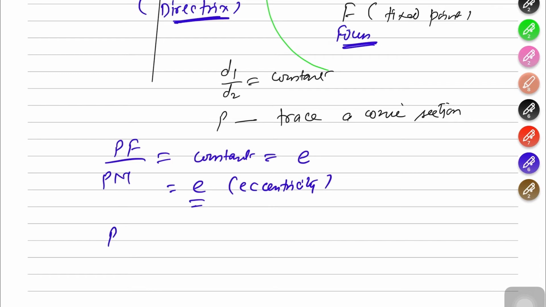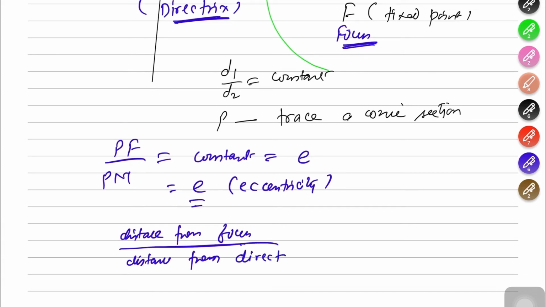So distance from focus upon distance from the line, the directrix, is equal to a constant. The ratio is constant.